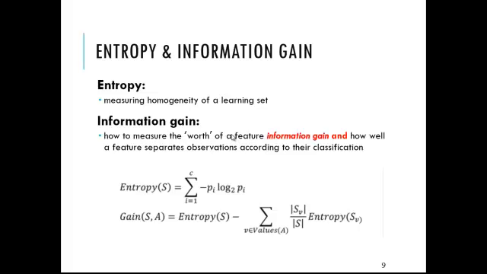The entropy is a real value from 0 to 1. If your data set is so skewed, then the entropy is close to 0 or 0. If the data set is evenly distributed, then the entropy is close to 1 or being 1. After we compute the entropy, we can use it to compute the information gain. The information gain is another important concept that measures the worth of a feature, and how well a feature separates the instances according to their classification.